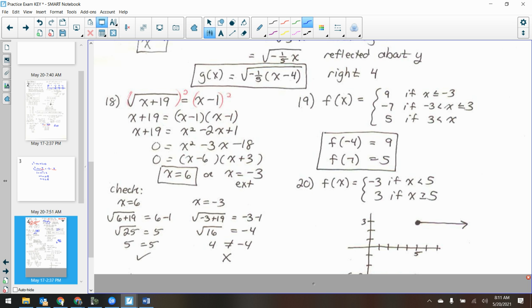But when you plug in negative 3, negative 3 plus 19 is 16. Square root that, you get 4. Negative 3, because it's a negative, and I subtract the 1, that gets me negative 4, which is not a solution. Doesn't check out. So only one of them is a solution. Just 6, not negative 3.